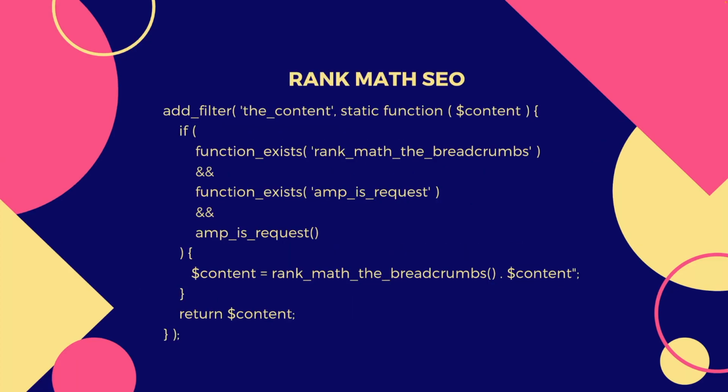And now we have the first example, using Rank Math. In this code, we will add a filter at the_content function. Every time that the theme uses the_content, it will check if the Rank Math function exists and also if the amp_is_request function exists as well. This function is used to check if that request was made by an AMP page. If all the requirements are fine, we just get the content, add the breadcrumb before that content, and return that so we display the content normally.